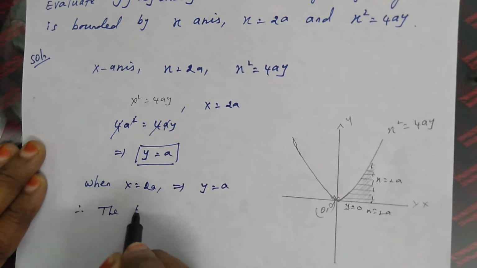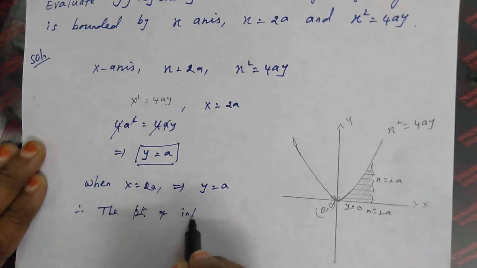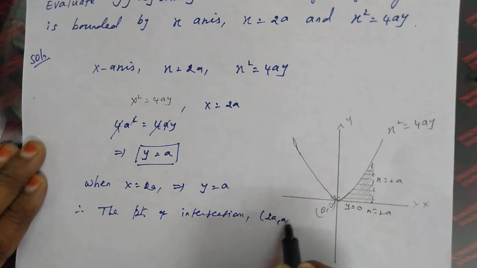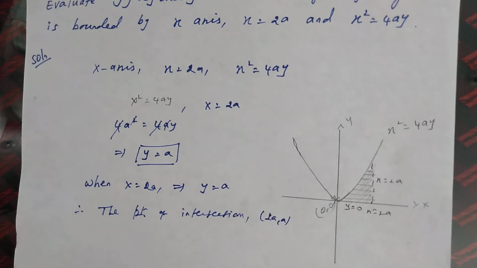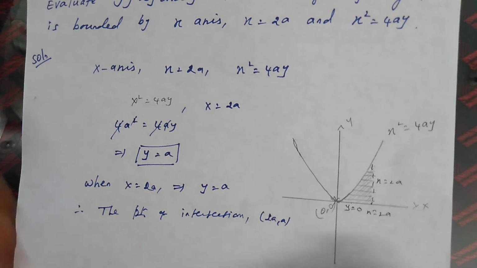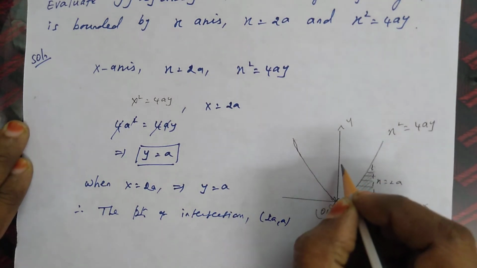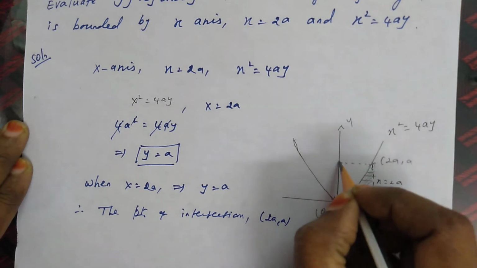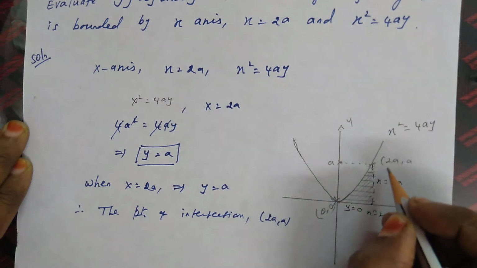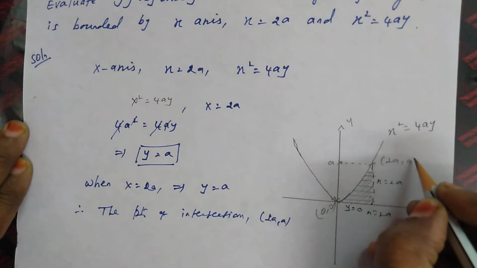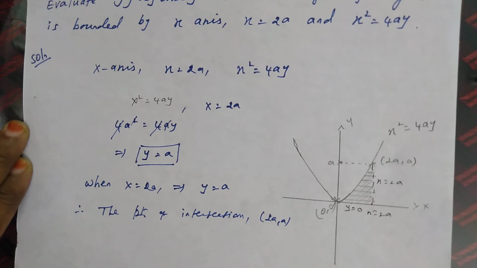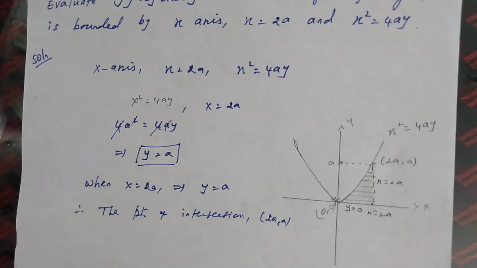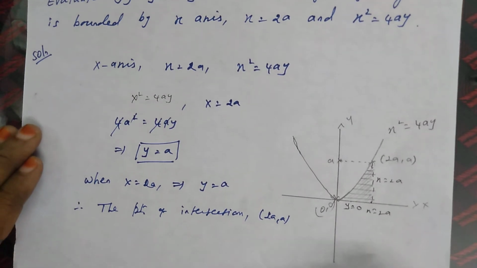Therefore, the point of intersection is 2a comma a. So in the diagram we have to note the point of intersection. If you take the point as a, the point of intersection is 2a comma a. So this is the point of intersection. When x is equal to 2a, y is equal to a.